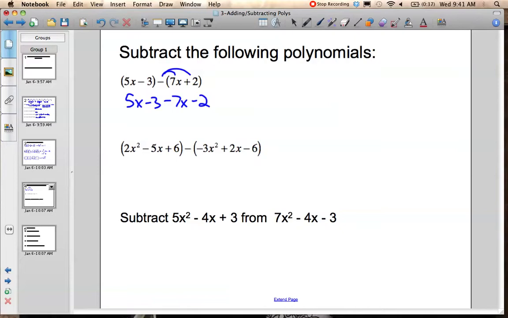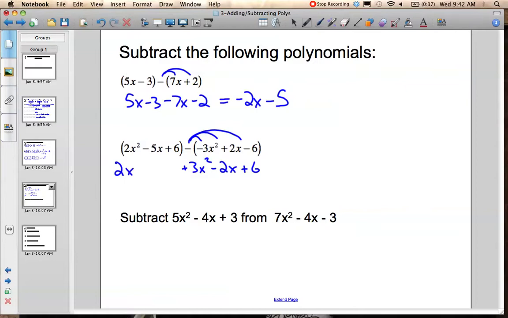Can you now combine like terms? Of course you can. And that's going to give us a -2x minus 5. Again, a -3 and a -2 make a -5. And our last one, I think you got the idea now. We're going to distribute that negative through. And that's going to give us a +3x squared, a -2x, and a +6.